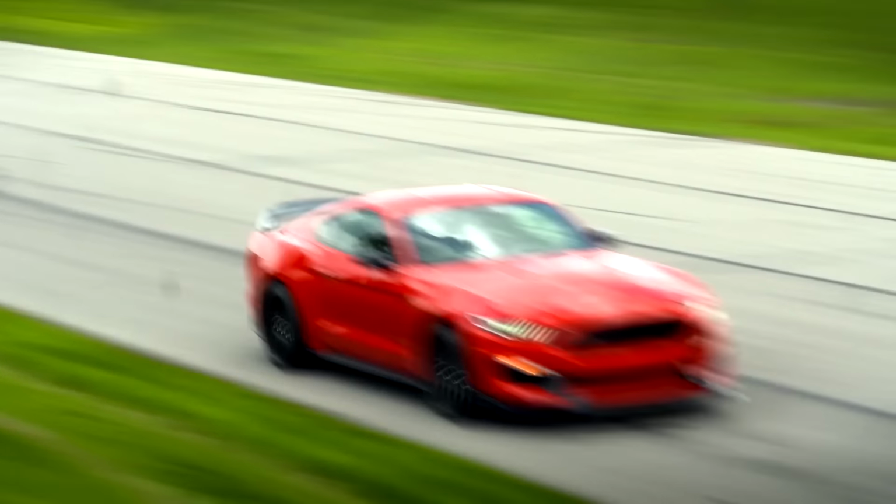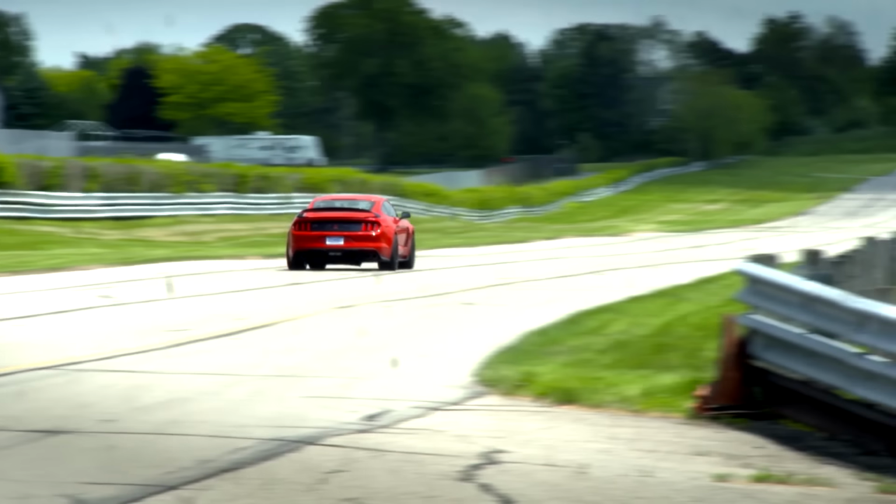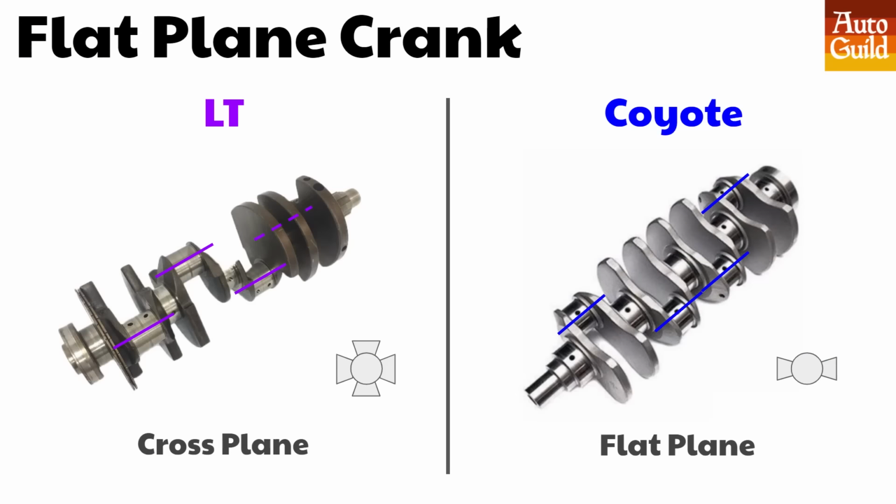It, of course, has a flat plane crank instead of the cross-plane crank always used on American V8s. The flat plane crank uses a 180-degree configuration where the opposing rod journals are opposite each other, as you can see in the picture. When one piston is at top dead center, its opposing piston is at bottom dead center. This means that the crankshaft can be lighter. This directly leads to the ability to reach a higher RPM limit.